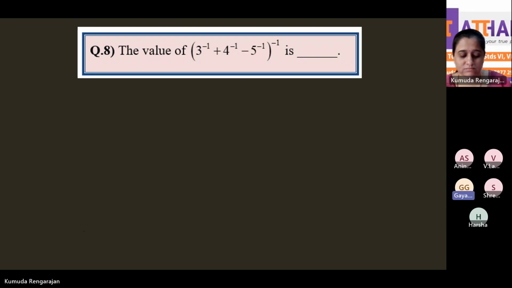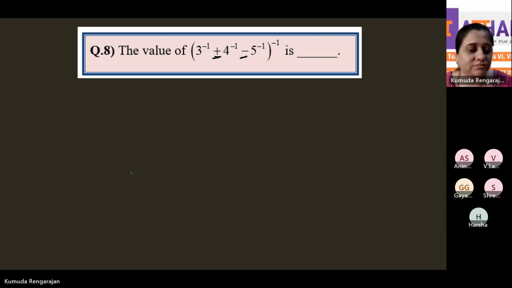2 to the power minus 1, meaning 1 by 2. 2 to the power minus 1 meaning 1 by 2. Correct? See, the connecting signs are plus minus, so you don't have any rule here. You have to actually find the values, and then here you will get fractions, LCM. That's what you have to do here.